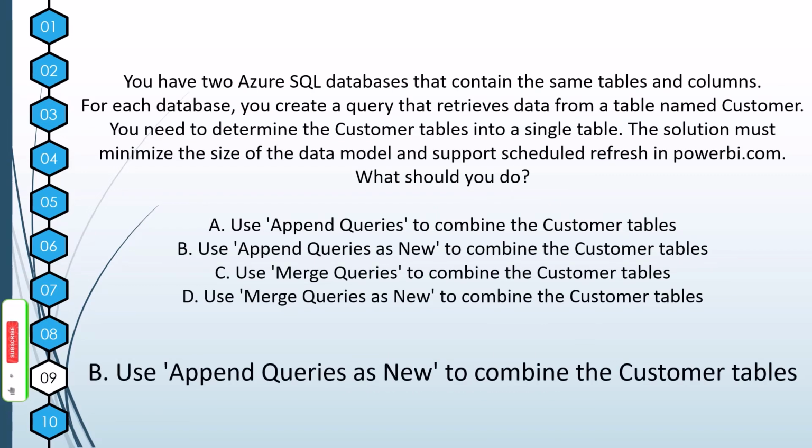You have two Azure SQL databases that contain the same tables and columns. For each database, you create a query that retrieves data from a table named Customer. You need to combine the Customer tables into a single table. The solution must minimize the size of the data model and support scheduled refresh in powerbi.com. What should you do? A. Use append queries to combine the Customer tables. B. Use append queries as new to combine the Customer tables. C. Use merge queries to combine the Customer tables. D. Use merge queries as new to combine the Customer tables. You should choose B. Use append queries as new to combine the Customer tables.